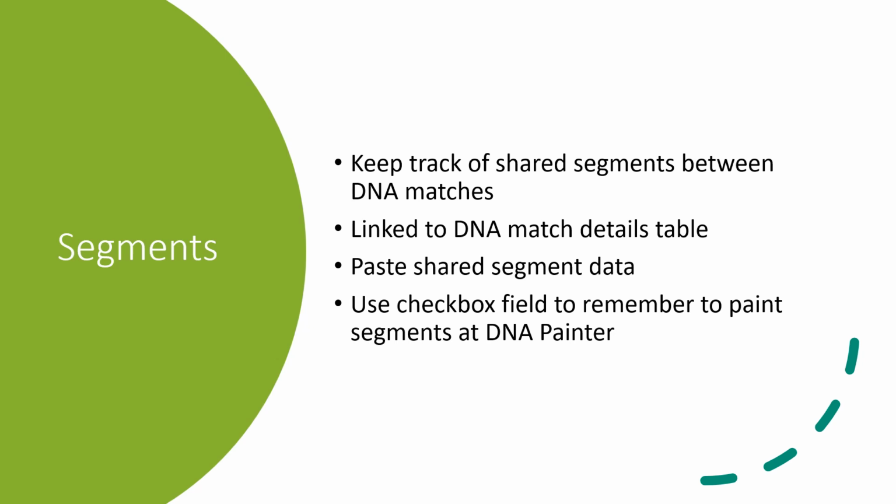Let's talk now about the segments table. This is where you can keep track of shared segments between DNA matches. Linked to DNA match details table, that indicates that this segment data is linked to the DNA match details. So you'll be able to see which segments a pair of matches shares, and then that will be fully listed out in the segment table. So in the segments table, you'll paste shared segment data, and then you'll use the checkbox field to remember to paint segments at DNA Painter.